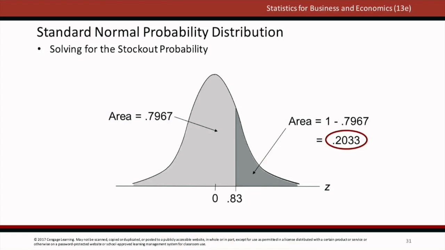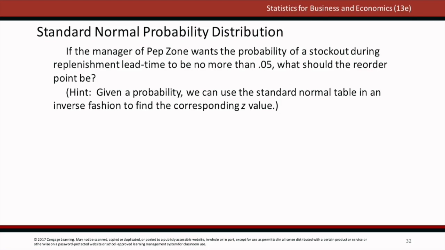Now, a small variation of the same program will be the following. If the manager of PEP zone wants the probability of a stock out during replenishment lead time to be no more than 5%, what should the reorder point be? Hint: given a probability, we can use the standard normal table in an inverse fashion to find the corresponding z-value. So this is what we're going to do to solve this problem.